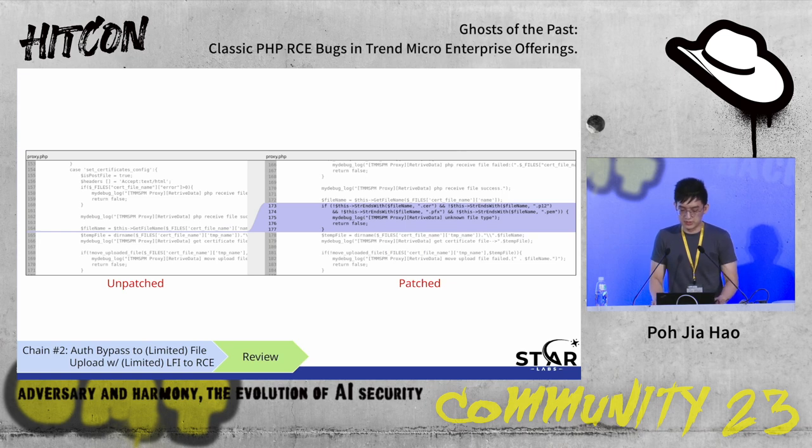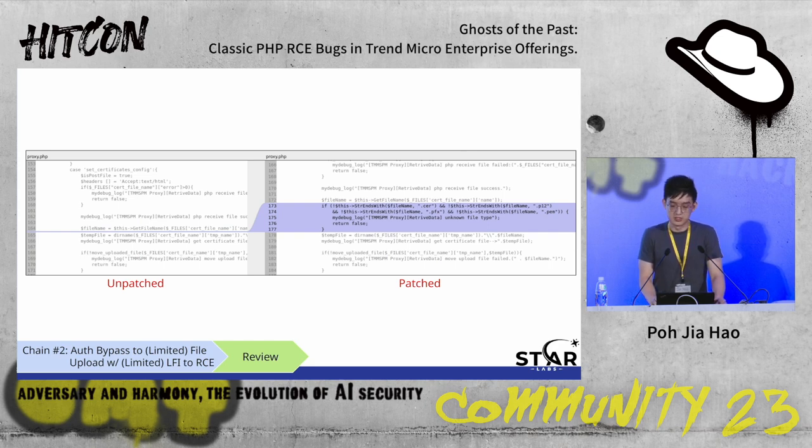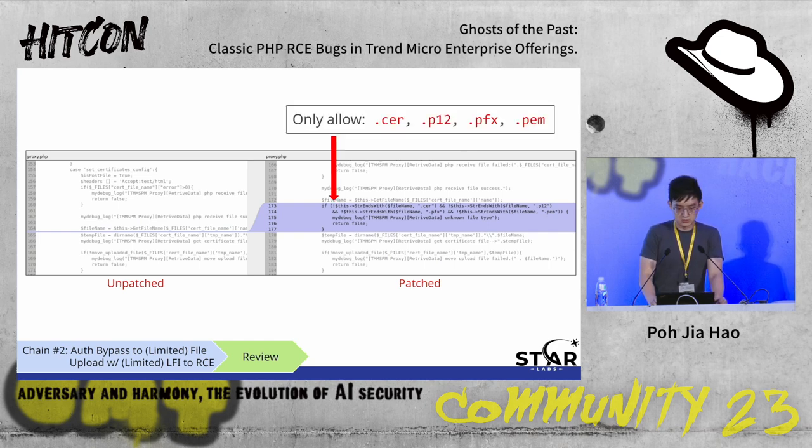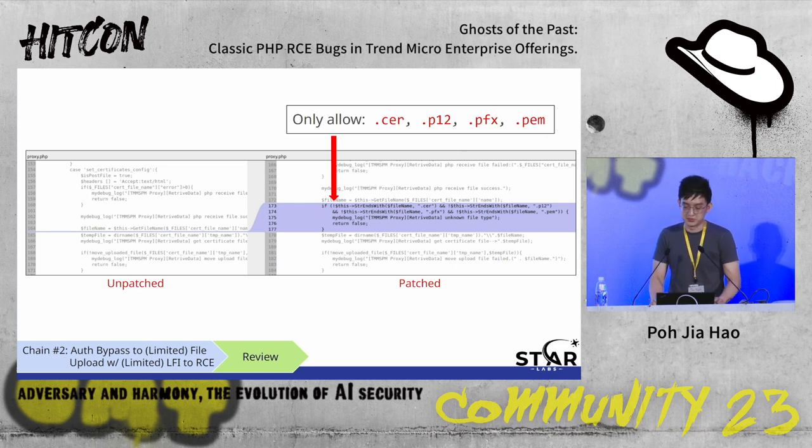Next, we'll look at how the arbitrary file upload was patched. The uploaded file name now has its extension checked against a list of hard-coded allowed extensions. If the uploaded file does not end with any of these extensions, it will fail. So this definitely patches against the full chain, seeing that we originally needed to upload a file with a PHP extension.